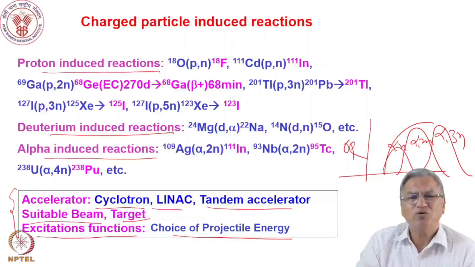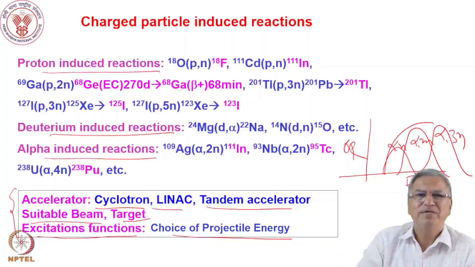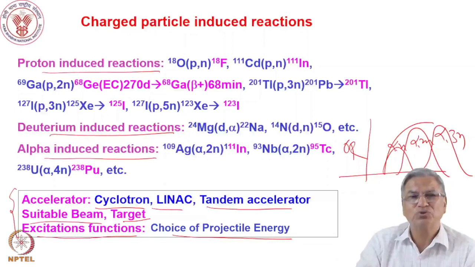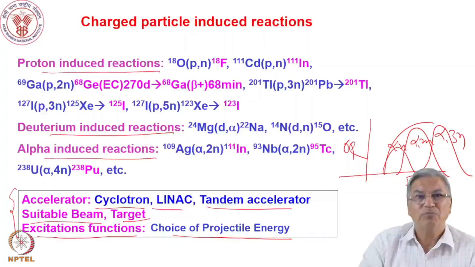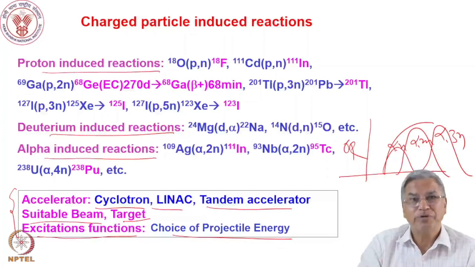One microampere of proton current has 6.24 times 10 to the power 12 particles per second. For alpha particles, at 1 microampere, the charge state is 2 plus, so it is 6.24 times 10 to the power 12 divided by 2. Some accelerators produce milliampere currents. For medical cyclotrons, where you want very high activity of a short-lived isotope, you go for milliampere current. One milliampere is about 10 to the power 15 alpha particles or protons per second. That is the kind of intensity you use.